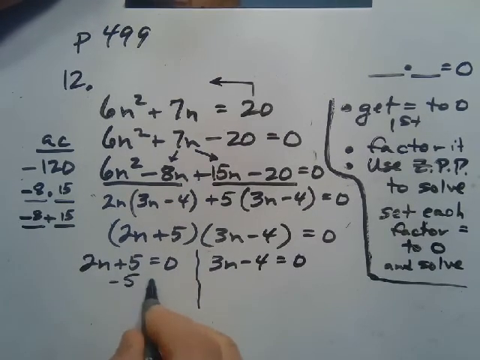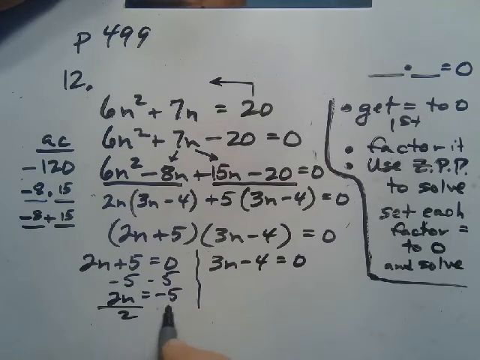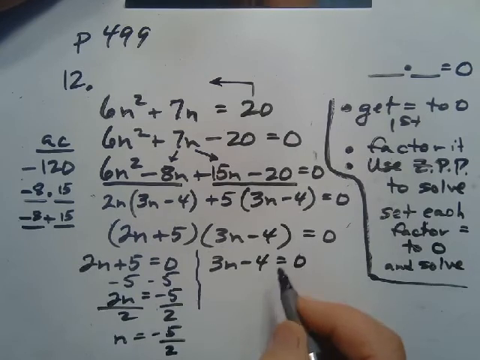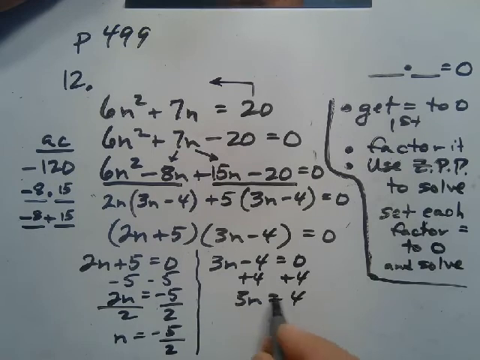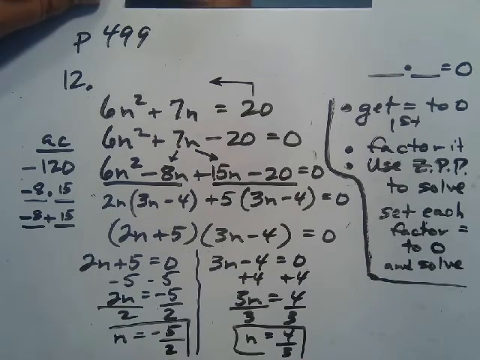Subtract 5 from both sides. 2n equals negative 5. And divide by 2, and I get n equals negative 5 halves. Just leave your answer as a fraction there. Same thing over here. Add 4 to both sides. 3n equals 4. Divide both sides by 3. n is 4/3. There's your two answers. Okay? We've got two answers.